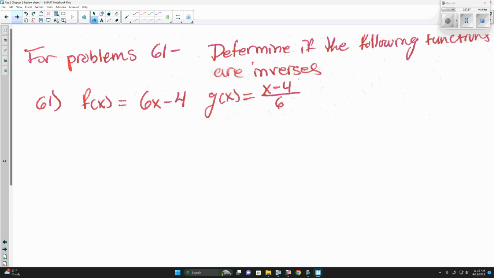Determine if the following functions are inverses. If they are inverses, then f of g of x will give us the same value as g of f of x, and they both have to be x. Now, if they both worked out to be 14x, even though they are the same, they are not inverses because they have to be x.